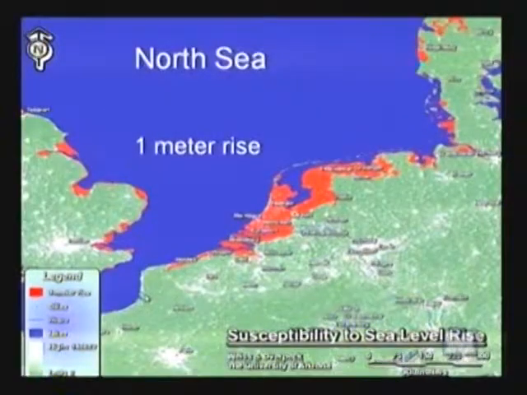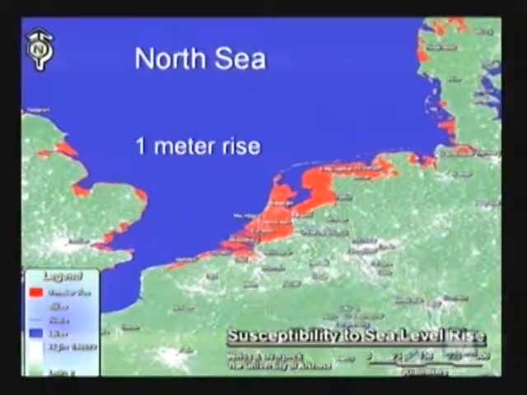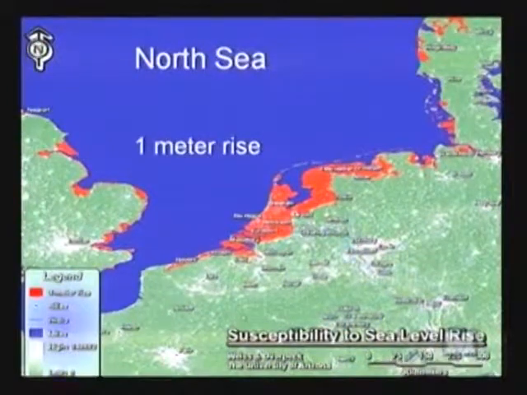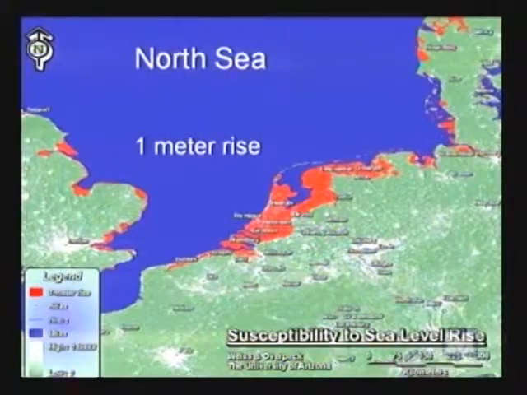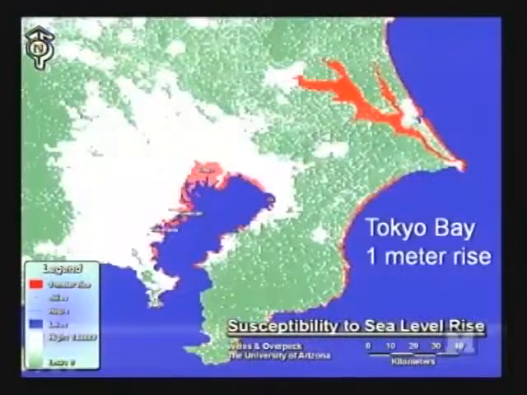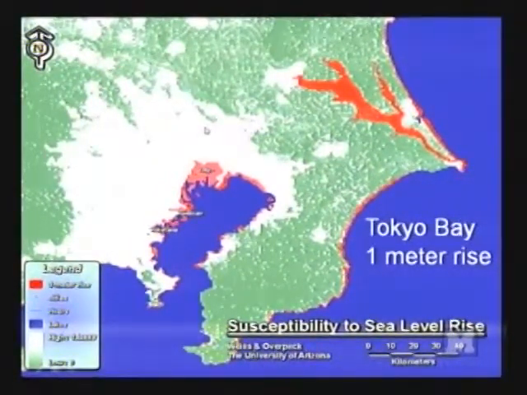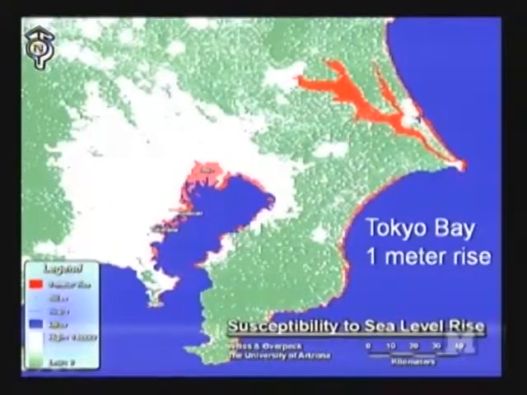In Europe, 1 meter in the Low Countries, the Netherlands, and further north all the way up into Denmark, and to the south, and of course in the UK, along the eastern seaboard. And then in Asia, Tokyo Bay, 1 meter rise in sea level. And I should point out that the white on this graph is population density. And so we're talking about areas with high population density that will be inundated with a 1 meter rise in sea level.